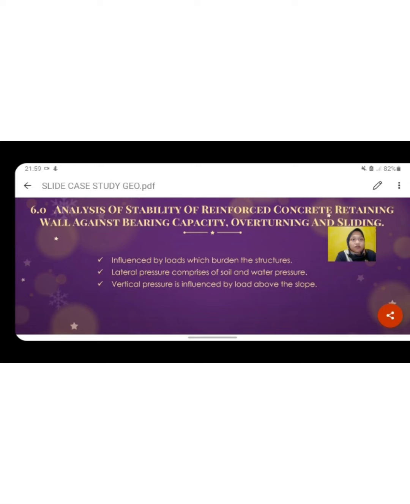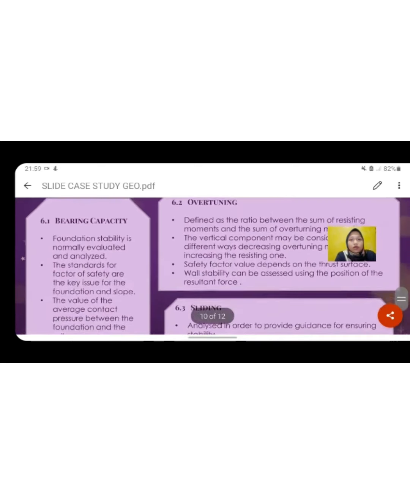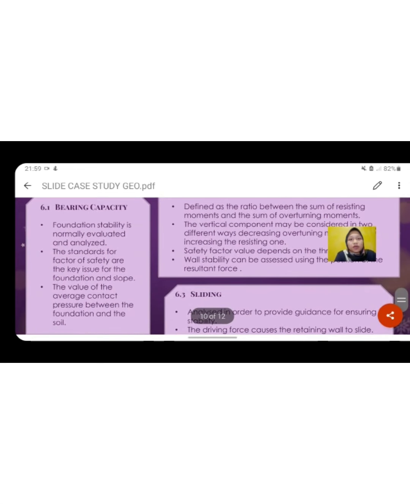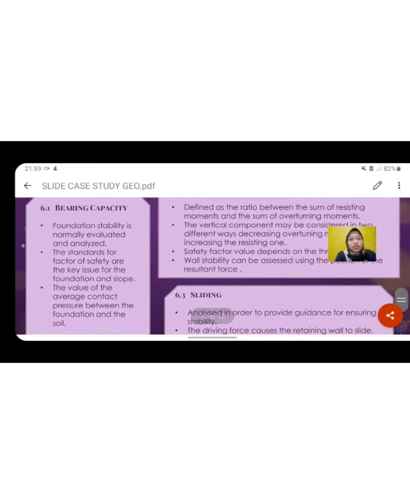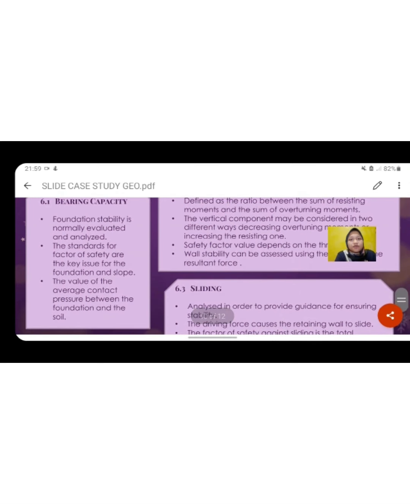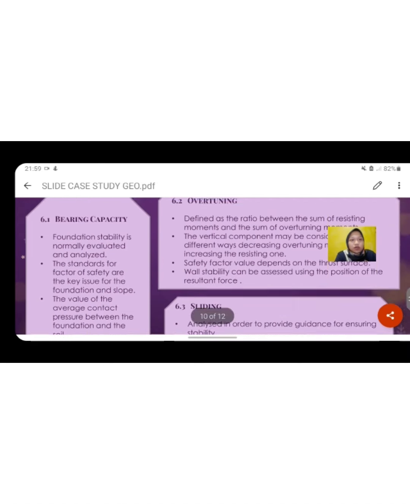Stability of reinforced concrete retaining walls against bearing capacity, overturning and sliding. These are influenced by loads which burden the structures. Lateral pressure comprised of soil and water pressure. Vertical pressure is influenced by load above the slope. Bearing capacity. Bearing capacity is foundation stability, which is normally evaluated and analyzed. The standards for factor of safety are the key issue for the foundation and slope. The value of the average contact pressure between the foundation and the soil.